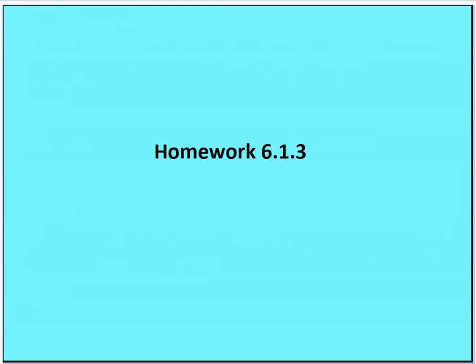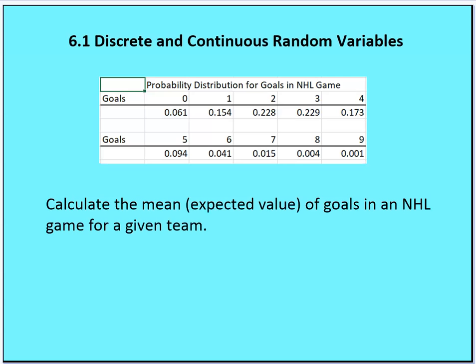All right, this brings us to our third homework problem. I'm going to have you write this down. Calculate the mean or expected value of goals in an NHL game for a given team. All right, so this is the probability distribution. So 0 goals for a team, 1, 2, 3, 4 through 9, and the probability that they score those number of goals. So what's the mean expected number of goals for an NHL team in a given game? All right, so I'm going to move on in a moment.